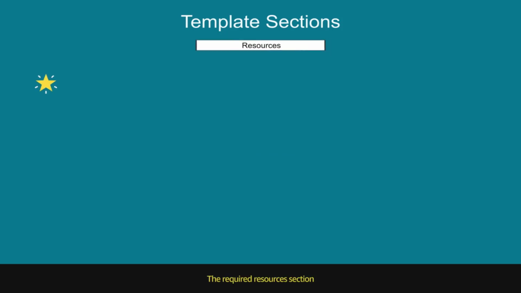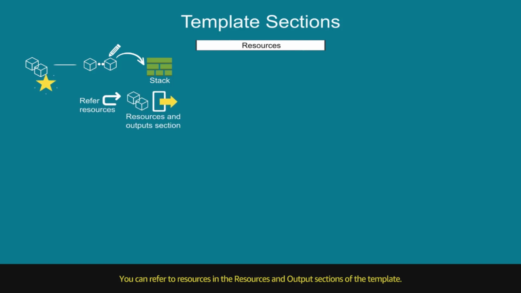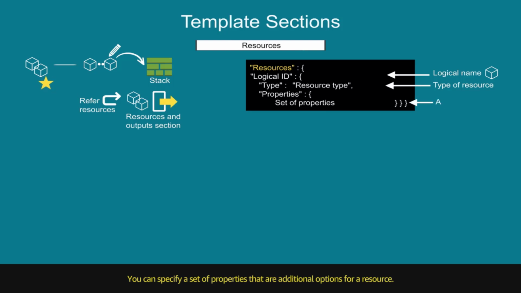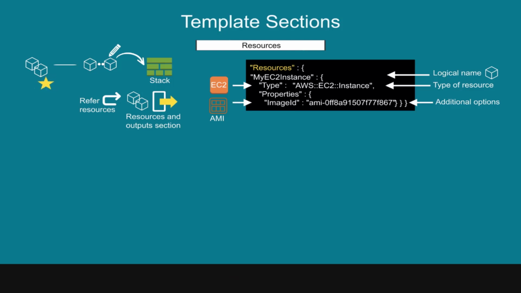Resources. The required resources section declares the AWS resources that you want to include in the stack. You can refer to resources in the resources and output sections of the template. The logical ID is used as a logical name to reference the resource in other parts of the template. The resource type identifies the type of resource that you're declaring. You can specify a set of properties that are additional options for a resource. In this example, you specify an EC2 instance with a specific Amazon machine image (AMI) ID for that instance.